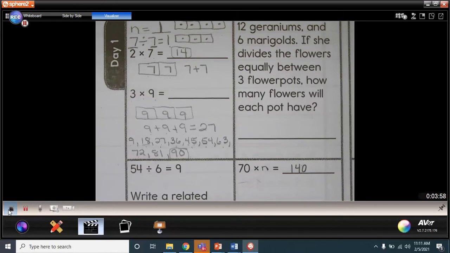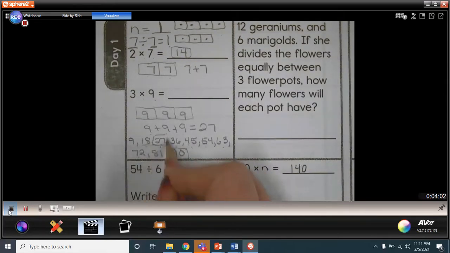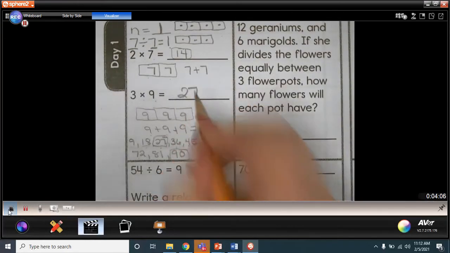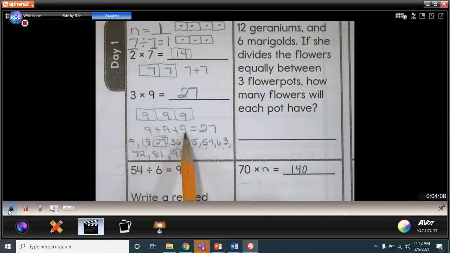So if you don't remember that pattern, and if we were to look at the third group of 9, we would see that it's going to be 27. So we can either use repeated addition, or we can use our skip counting skills to find out that when you get 3 groups of 9 and add them together, you get 27.